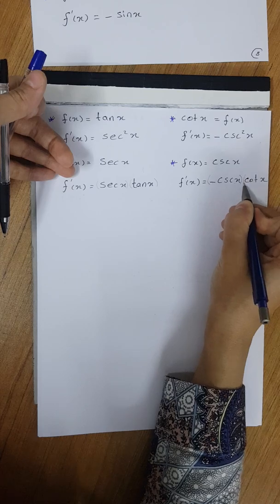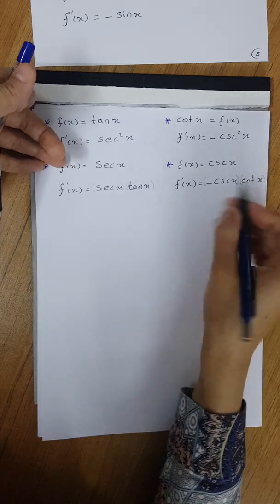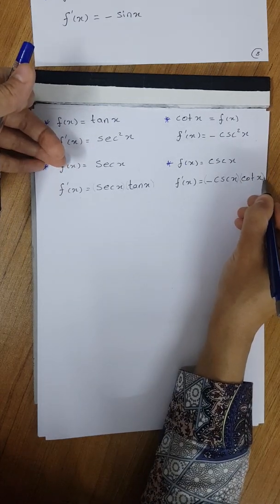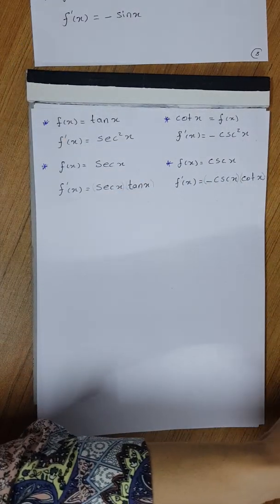Of course, it doesn't make a difference if the minus is with the cosecant or with the cotan, but in general we are just writing it in front of this.